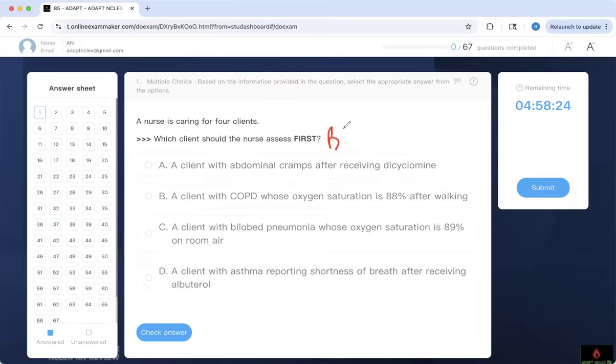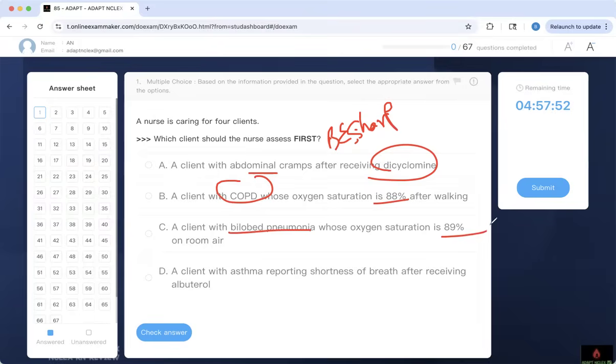What is that? Breathing, electrolyte, shock, sepsis, hypothermia, hypoglycemia, airway, neurological, and pain. What do you have? Abdominal cramp. If I give you dicyclomine, it's an expected finding because it's an anticholinergic. COPD patient, if you walk in, your saturation is supposed to drop, so not an unexpected finding. If you have pneumonia, your saturation is not going to be 100, 89. There's no symptoms. By default, number 4 is your right answer.